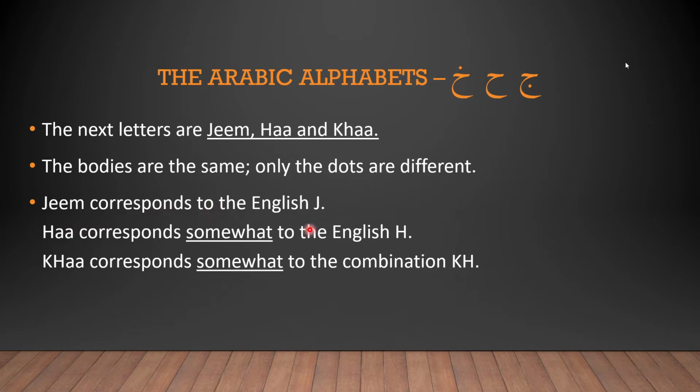Now what this means is that sometimes to use the Arabic alphabets we need to find an equivalent of them in other languages. So in the English language the equivalent of Jeem is J, the English letter J. Ha corresponds somewhat to the English letter H. This means that the English letter H has a similar sound to the Arabic letter Ha.